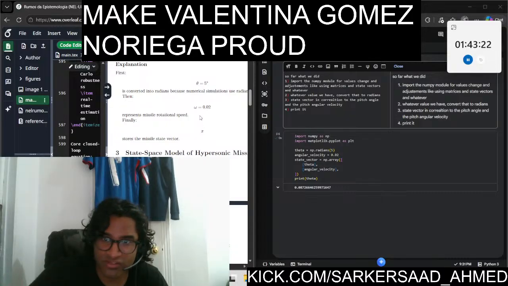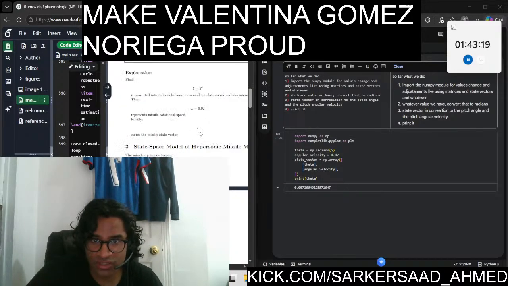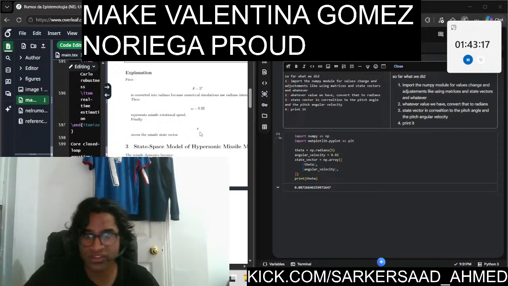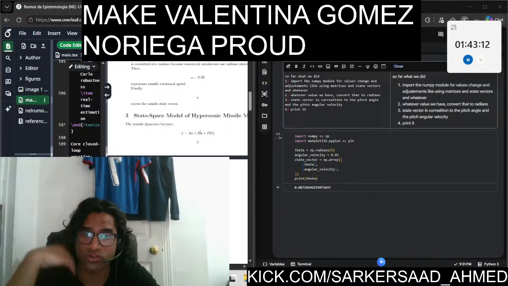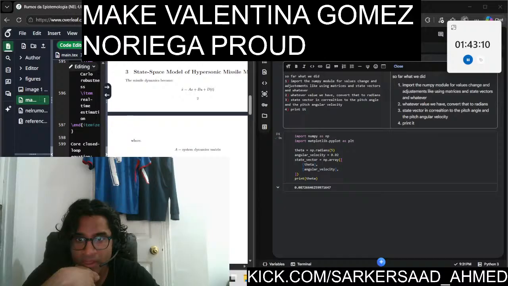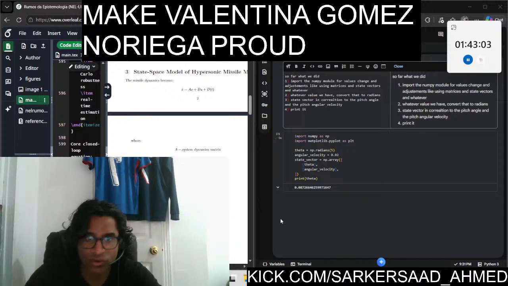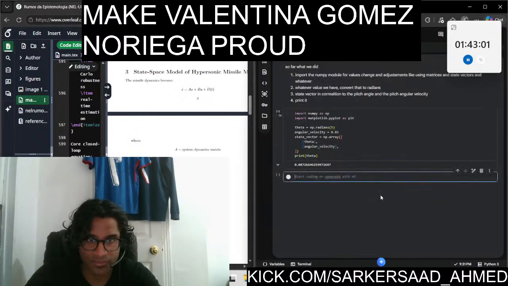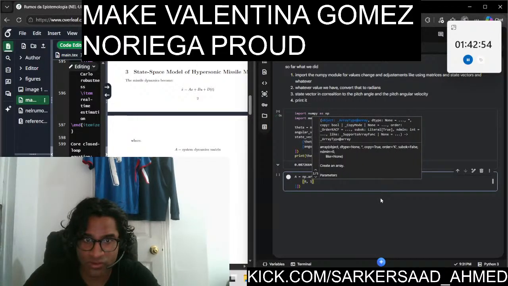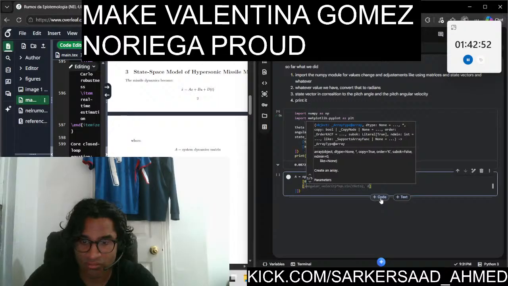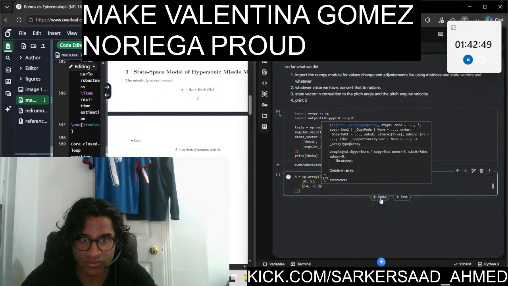So state space model. The missile dynamics will become x dot is equal to Ax plus Bu plus d of t, where A is the system dynamics matrix, B is the control matrix, u is the control input, d of t is a disturbance. Suppose A being 0, 1, minus 4, and minus 1.5. So we can actually do that. A will be np.array 0, 1, minus 4, minus 1.5.